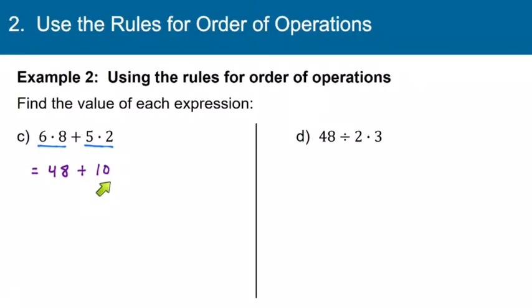Okay, now there's only one operation left, and of course 48 plus 10 is 58. And now let's look at part D. Here we have 48 divided by 2 times 3.